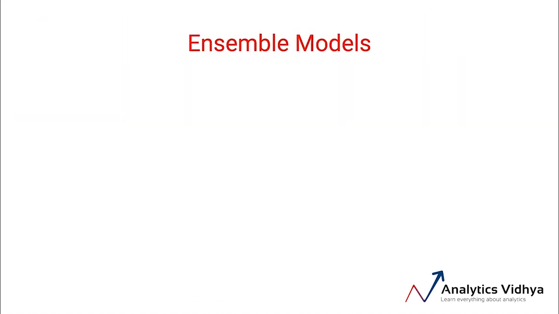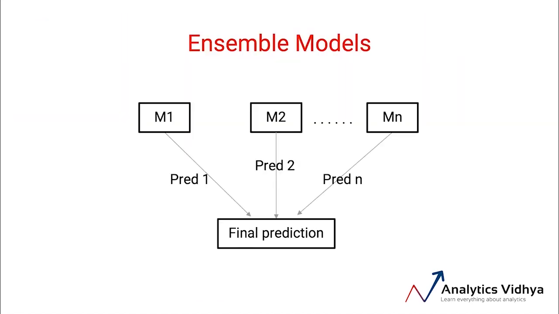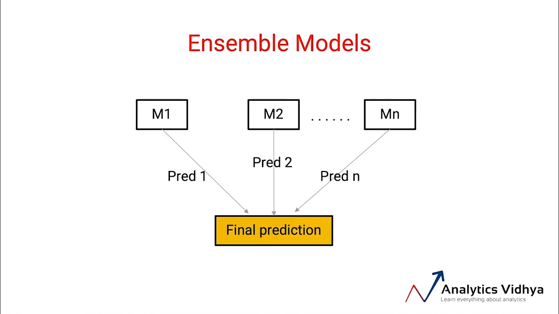So in an ensemble model, you take predictions from multiple machine learning models. In this particular diagram, M1 to Mn are various machine learning models, and each of these is giving you predictions, represented by prediction 1, prediction 2, all the way up to prediction n. And what you do is take these predictions and combine them in some manner to create a final prediction. And that is what your ensemble model does.